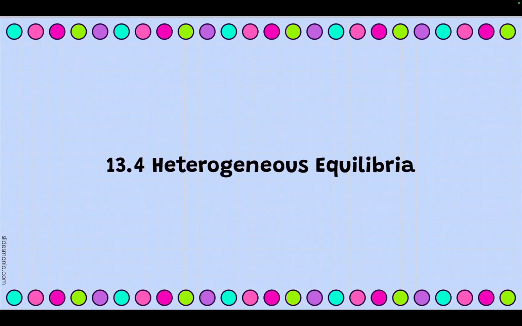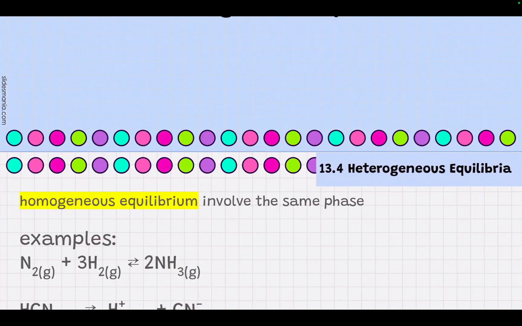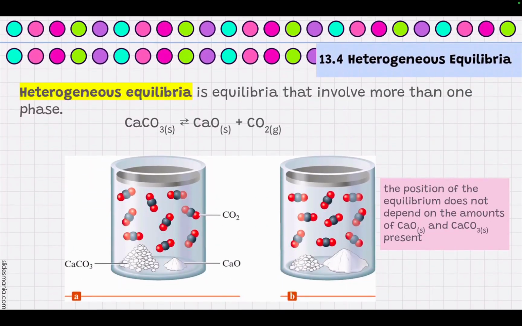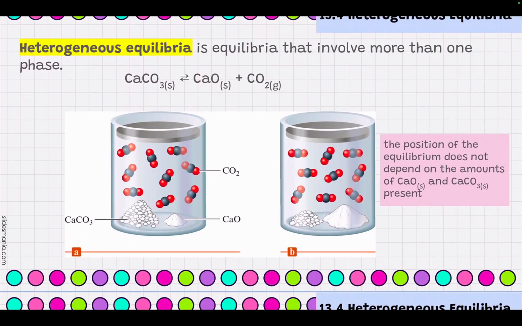First thing is just to talk about the difference between heterogeneous versus homogeneous equilibria. These are our homogeneous equilibria. These are all in the same state or phase. We would include all of these when we write the equilibrium expression and if we were going to do any calculations. Heterogeneous equilibria have more than one phase.